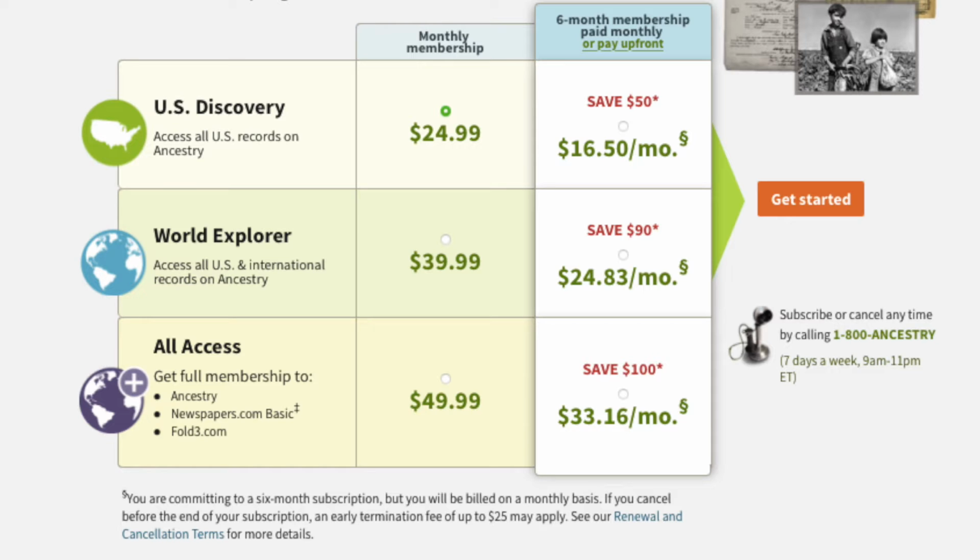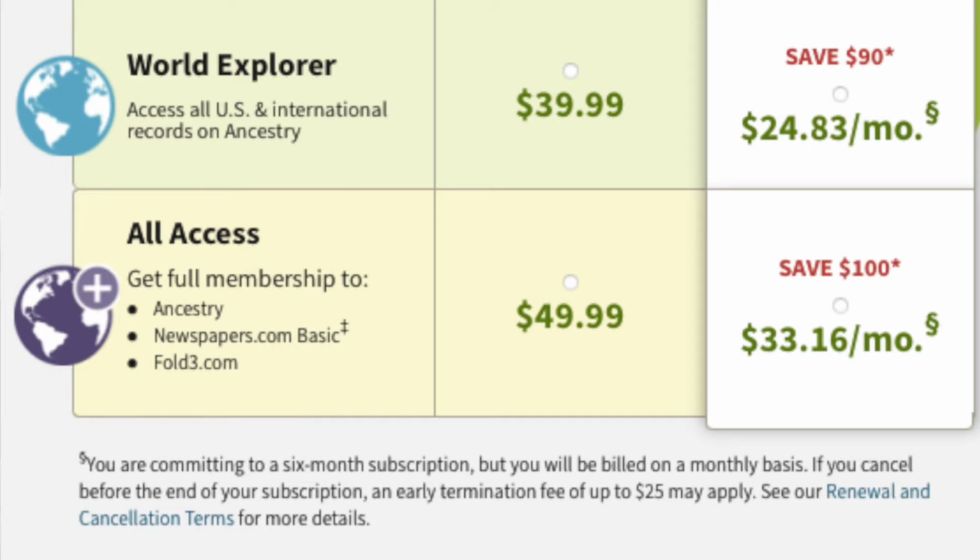The second is the World Explorer. That includes U.S. and international records on Ancestry. Ancestry did just purchase Geneanet, which is a French genealogy site, and they're going to have access to those records as well. So if you're looking at records out of the country, it would be helpful, at least for a time period, to be able to see those records with the World Explorer package. And then the All Access package includes all of those things, as well as a membership to Newspapers.com and Fold3.com, which Ancestry owns.